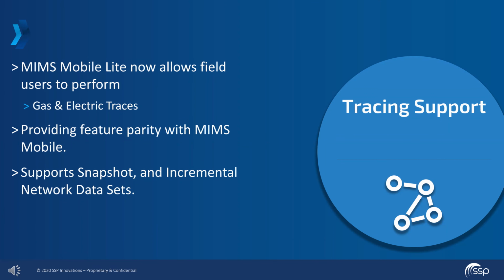That demonstration leads us into brand new functionality in MIMS Mobile Lite, and that is tracing support. Gas and electric users can now perform the same traces on their iOS and Android devices using MIMS Mobile Lite as can be performed on a Windows device with MIMS Mobile. This is a step further towards feature parity between MIMS Mobile and MIMS Mobile Lite, and as with all other functionality, it uses the same underlying data sources created and maintained by MIMS Gateway.